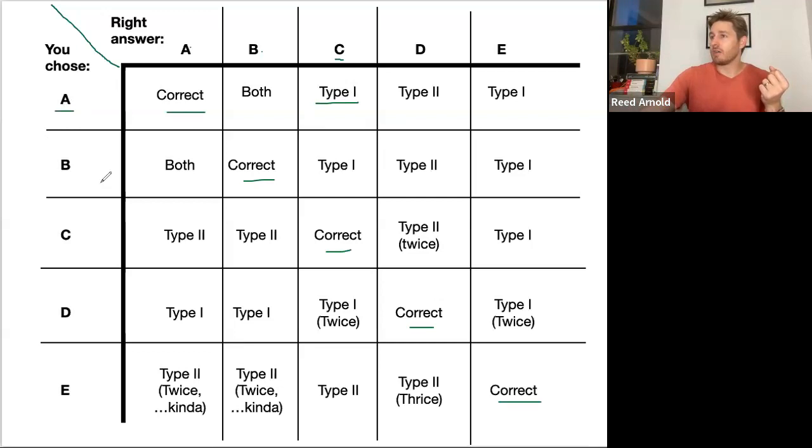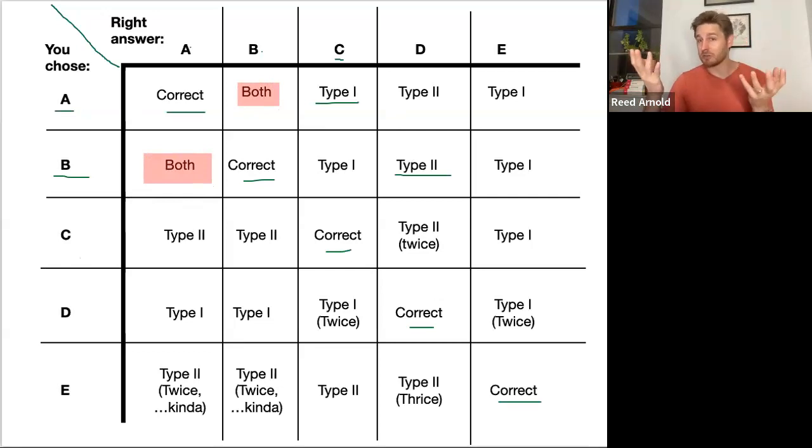Conversely, if you choose B when the right answer was D, you have made a type 2 error. You were correct on statement 2. Statement 2 was sufficient. But you said statement 1 was not sufficient on its own, and it was. So you made a type 2 error. And notice there are a few times when you make both errors at once. If you choose A and the right answer is B, or if you choose B and the right answer is A, you are making both errors at once. You're saying a statement is sufficient when it's not, and you're saying the other sufficient statement is not sufficient when it is.